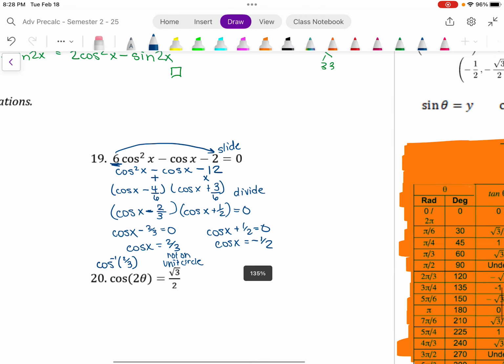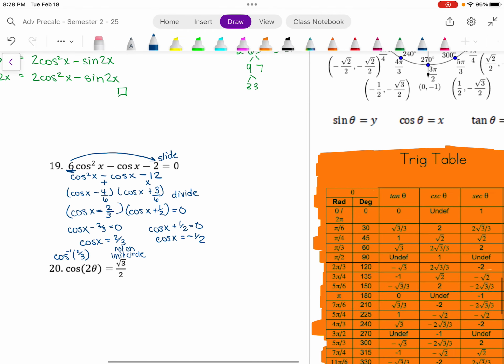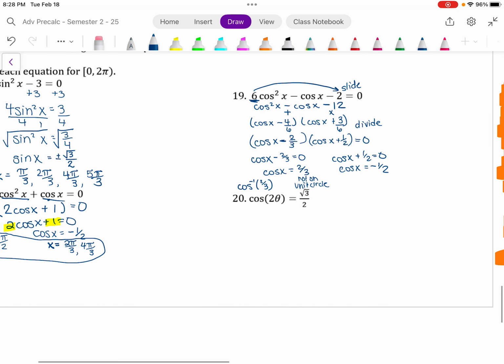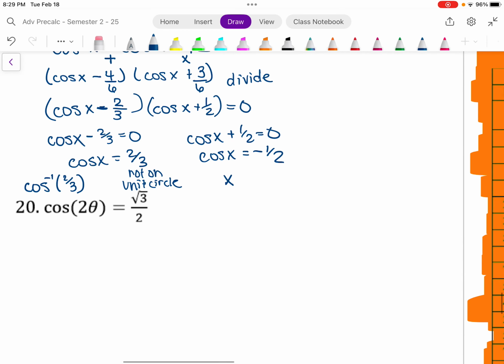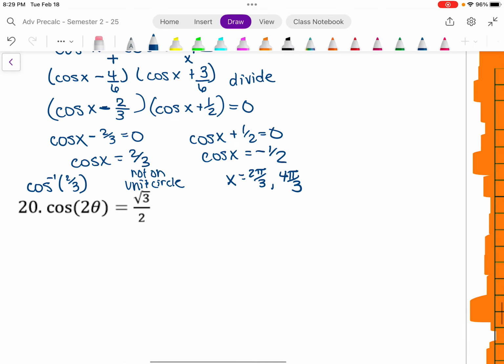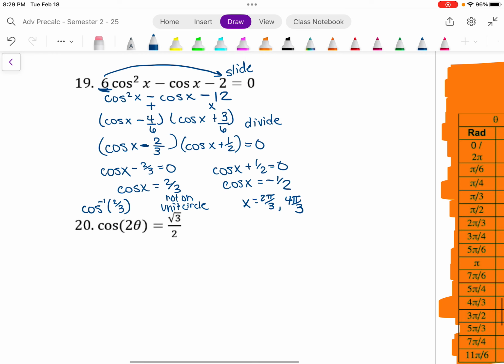All right, and then for the second one here, cosine is negative 1/2. Hey, I feel like we just did that. We did, right there. 2 pi over 3 and 4 pi over 3. And so that would be how we factor.